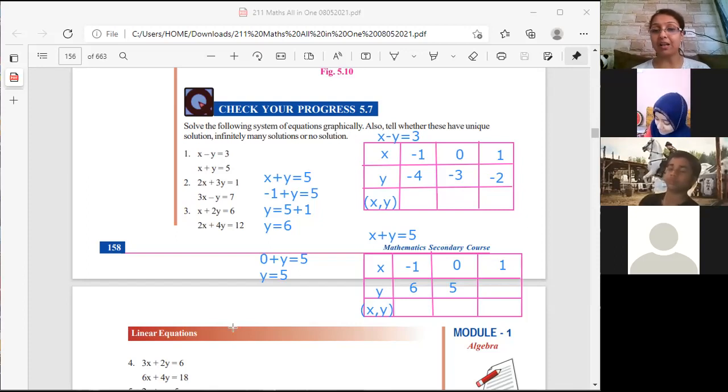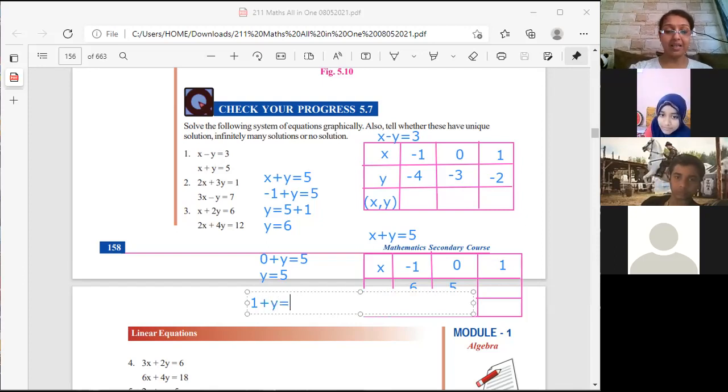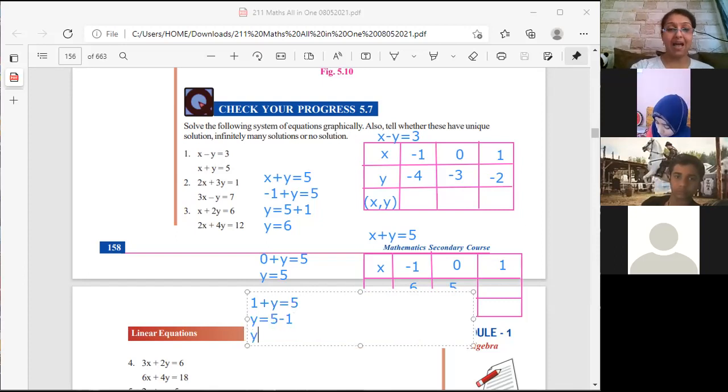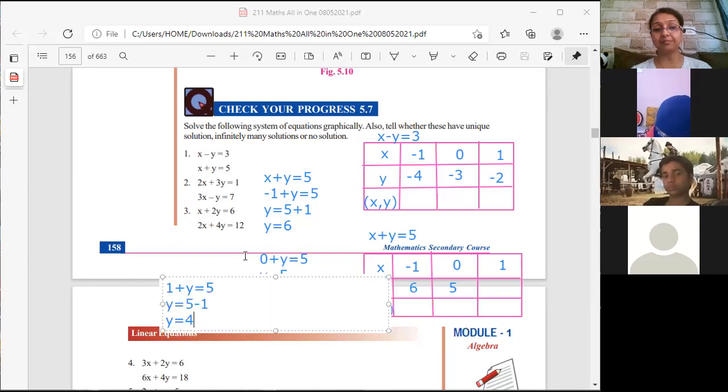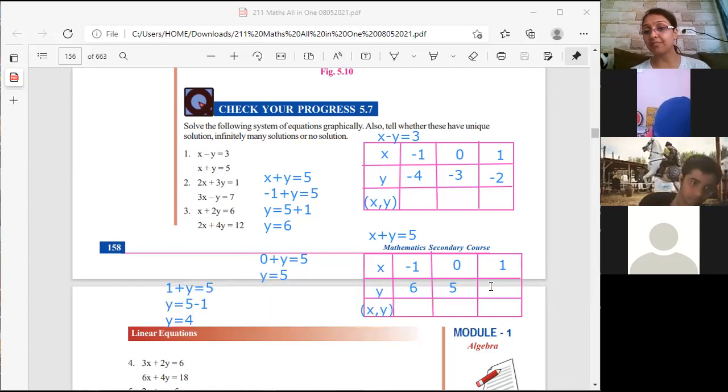Now for the third y, I will have to substitute my x as 1. So I will write 1 plus y is equal to 5. So I get y is equal to 5 minus 1. So y is equal to 4. Am I right? Yes. Now these are the points that I have got.